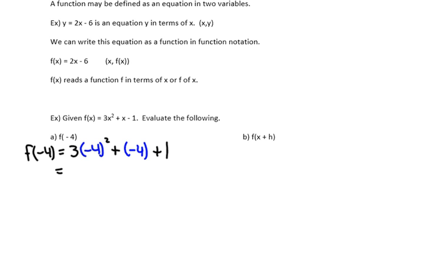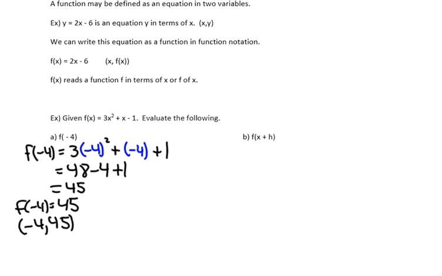And we just evaluate the right-hand side using order of operations. Negative 4 squared is 16, times 3 is 48, minus 4 plus 1. So we know 48 minus 4 is 44, plus 1 is 45. So f of negative 4 is equal to 45. Now, I can write this as an ordered pair, negative 4, which is the domain in this case, and the range that comes out of this is 45.